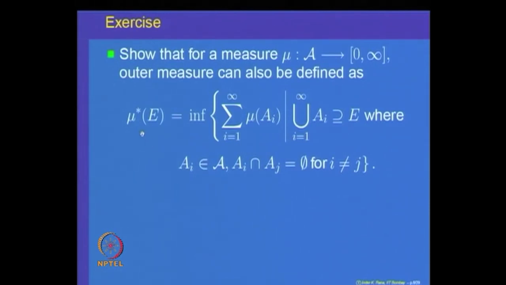So, the exercise is that the outer measure for a set E can be defined in terms of countable disjoint coverings of E, namely take coverings of E by elements of the algebra where the elements of the covering are pairwise disjoint, look at the sum of mu of A I, and take the infimum over all such coverings. In the original definition, we did not put this condition, and the exercise is that both of these are the same. And the answer lies in the simple observation that when a measure mu is defined on an algebra, any union of elements in the algebra can also be written as a union of pairwise disjoint sets. That fact we have used earlier also. So, using that you can try to prove this exercise.